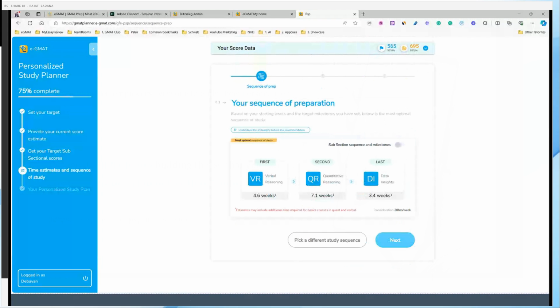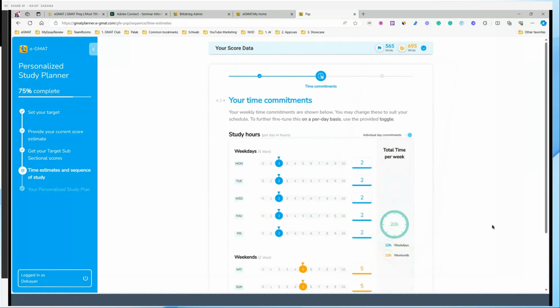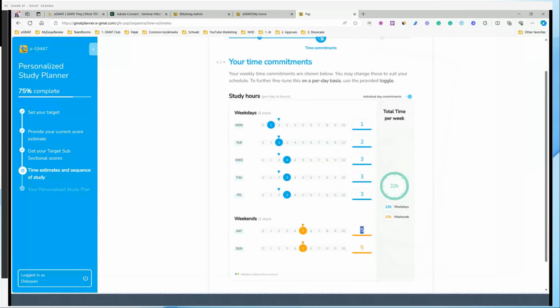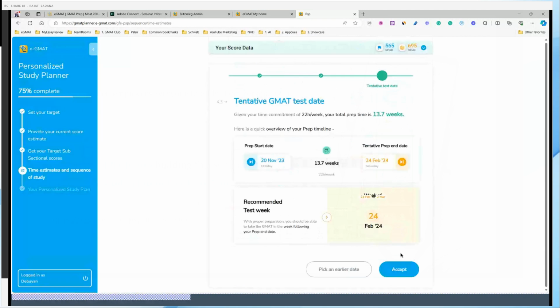Then you can put in your time commitments here. You can also change the sequence of starting. We always recommend you do quant first, verbal then, or verbal first, quant then. And then you can put in your time. If you want to put in your day commitments by the day, you say maybe Monday I don't have as much time. Tuesday I can put in 2 hours. Wednesday put in 3 hours. Thursday I can put in 3. Friday I can put in 3. Weekends I can probably put in 4 hours on a Saturday and 6 hours on a Sunday. You can really do all of that. So set this. You can put in your start date, and again, accordingly, it will tell you when you can take the test.